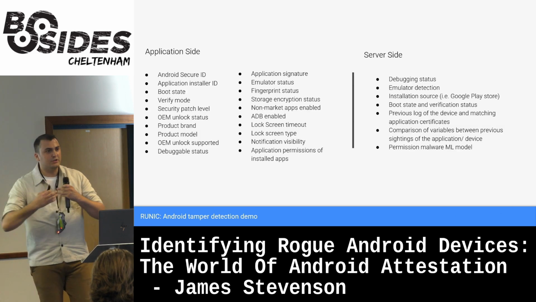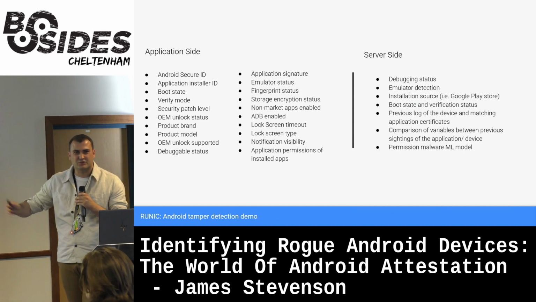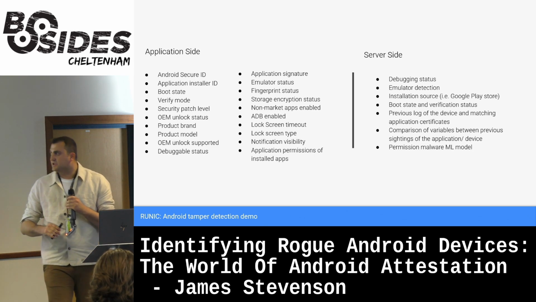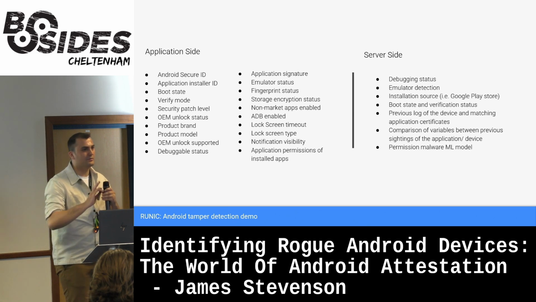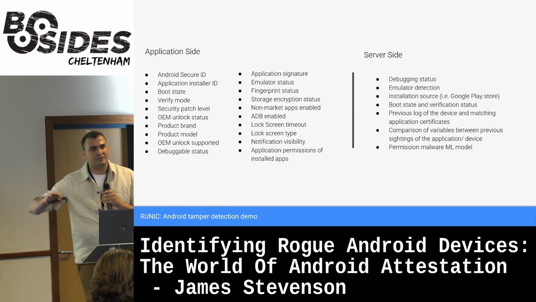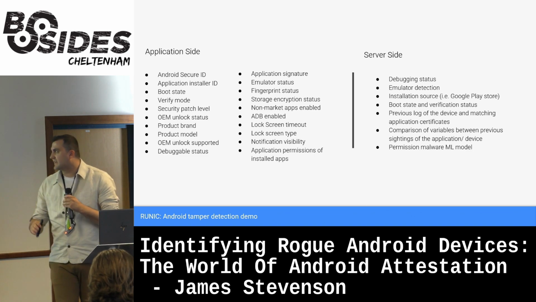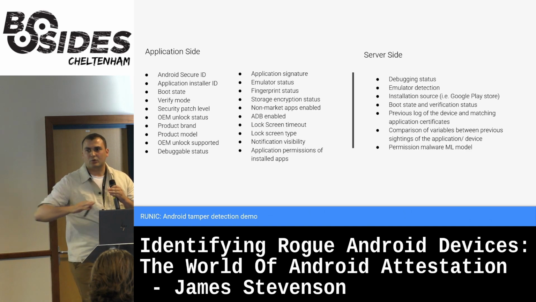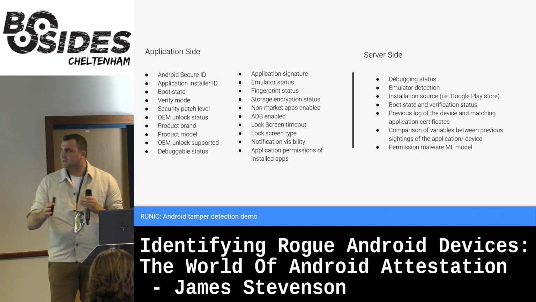So what data is used in that computation? Well, we can see some of it here. We don't need to read everything on the screen. It's just to give an example. We can see things like the application signature, if ADB is enabled, the boot state, patch level, things like that. And then on the server side, we can see things like looking at the emulation state, looking at some signatures, permissions, things like that. And again, all of that wraps into getting this integrity score back to the device.